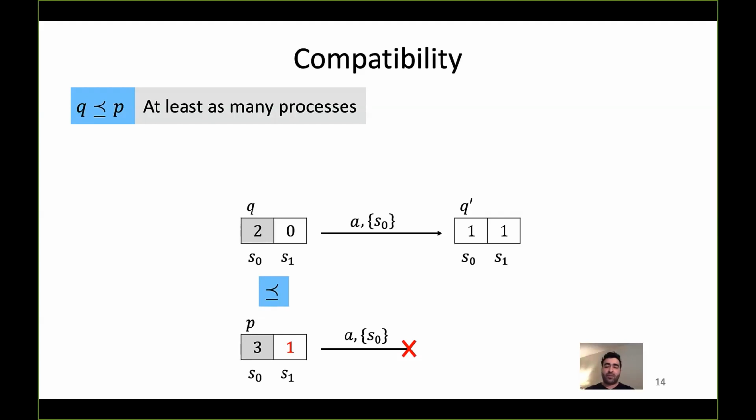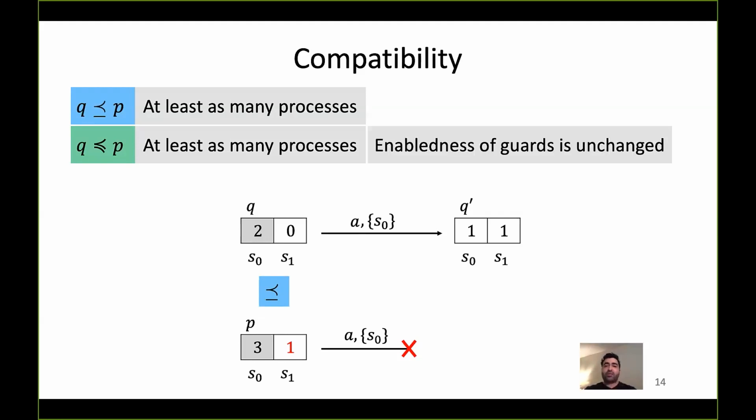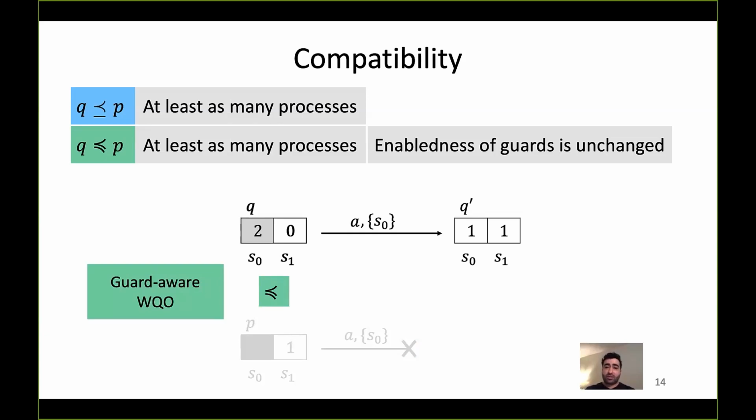To solve this problem, we developed a novel well quasi-order that says that a state P is bigger than a state Q if, again, it has at least as many processes in every local state and the enabledness of the guards is unchanged, meaning that a guard is enabled in P if and only if it was enabled in Q. So under such a guard-aware well quasi-order, this state P is no longer comparable to the state Q because in P the guard is disabled and in Q the guard was enabled.